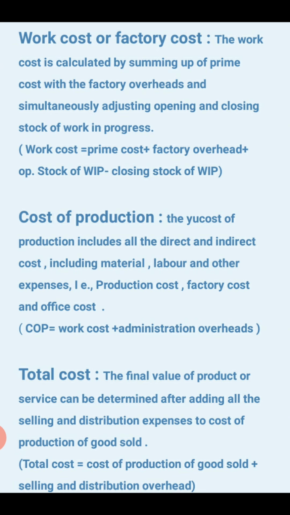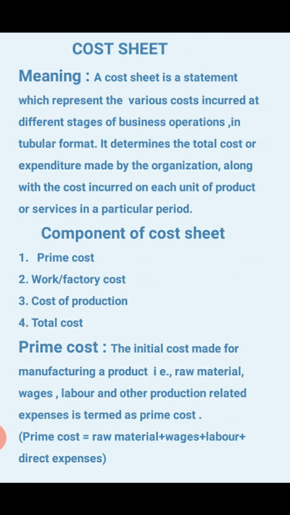The third is total cost. This is the final value of the final product and services in business. It can be determined by adding all the selling and distribution expenses. In total cost we add selling and distribution expenses, because here the product is going to be sold or is ready to be sold in the market. So the total cost is calculated by the cost of production of goods sold plus selling and distribution head. So these are the heads and components of cost sheet.